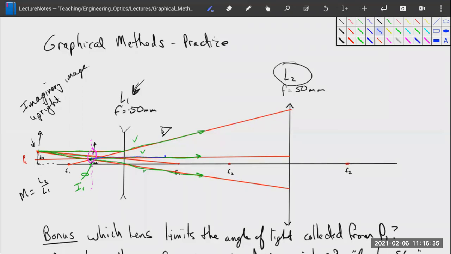Let's do the line here. Our first task is to go parallel to the optical axis. Now for a positive lens, this parallel beam goes through the focal point on the opposite side of the lens. So this goes down like this, it converges.